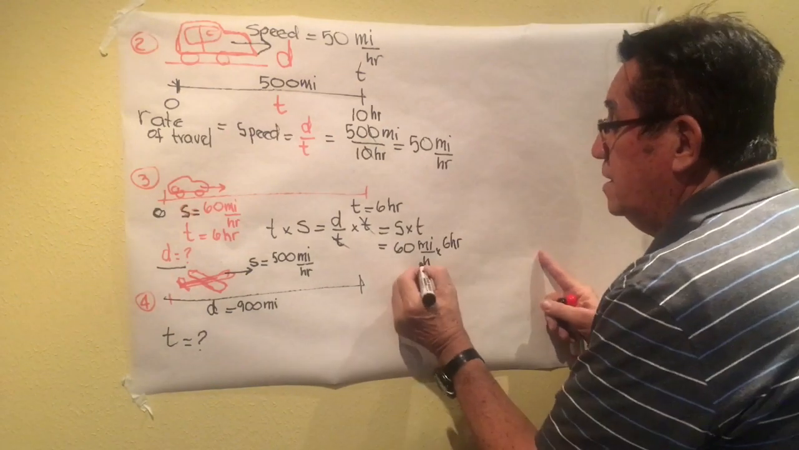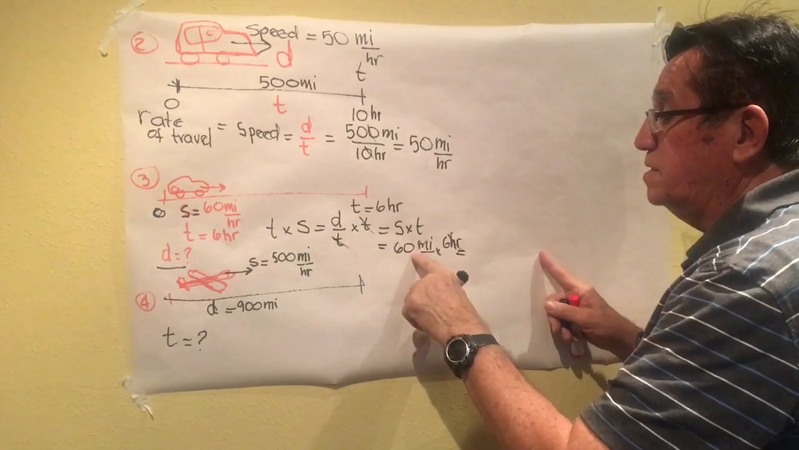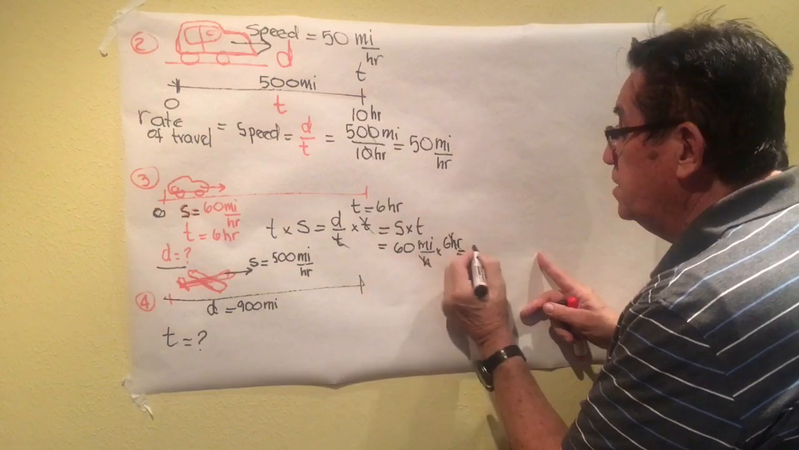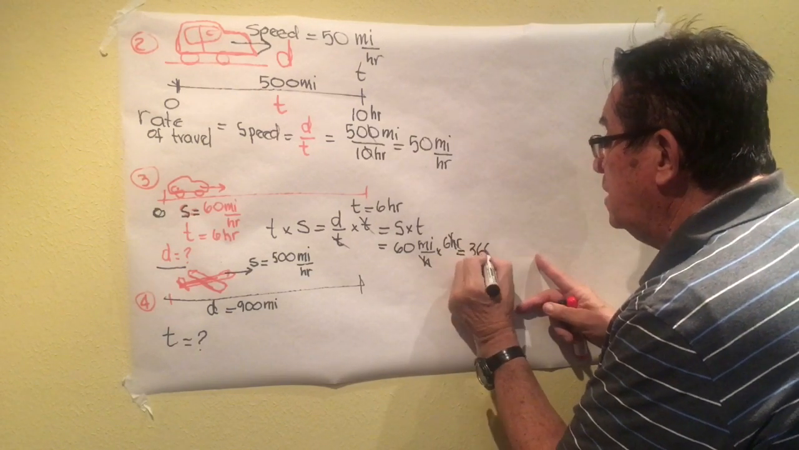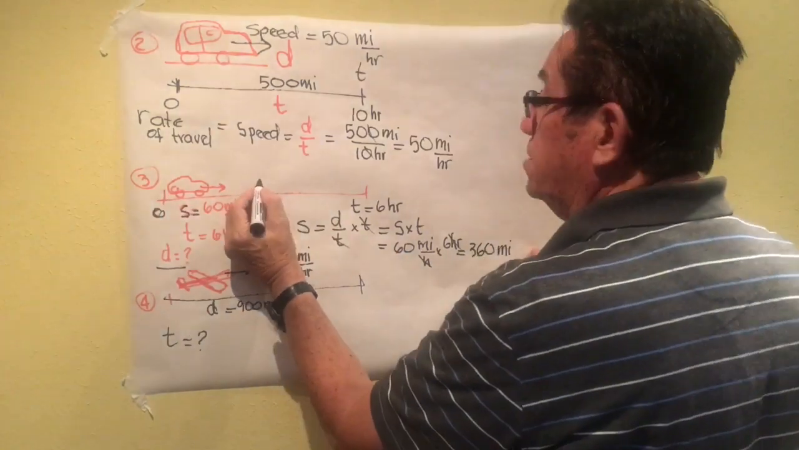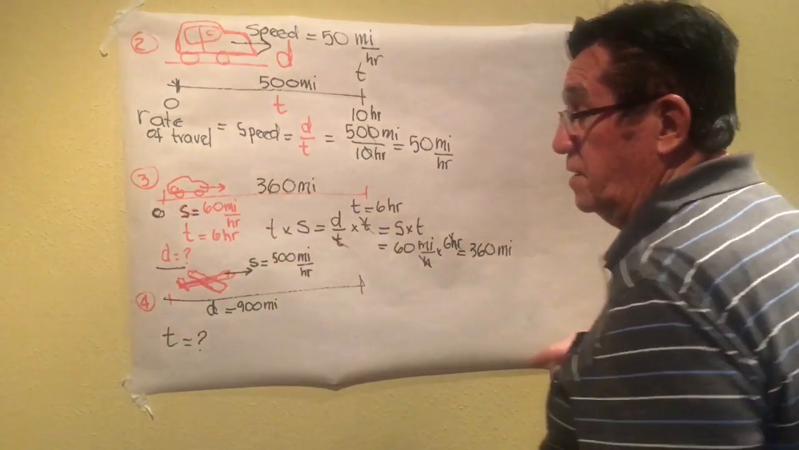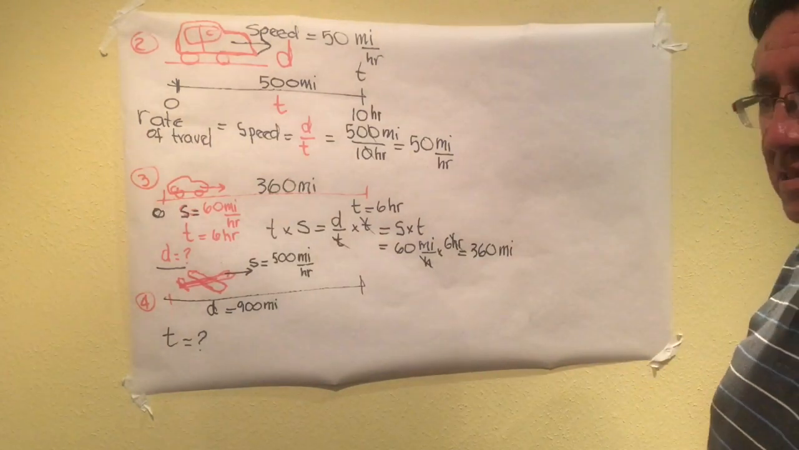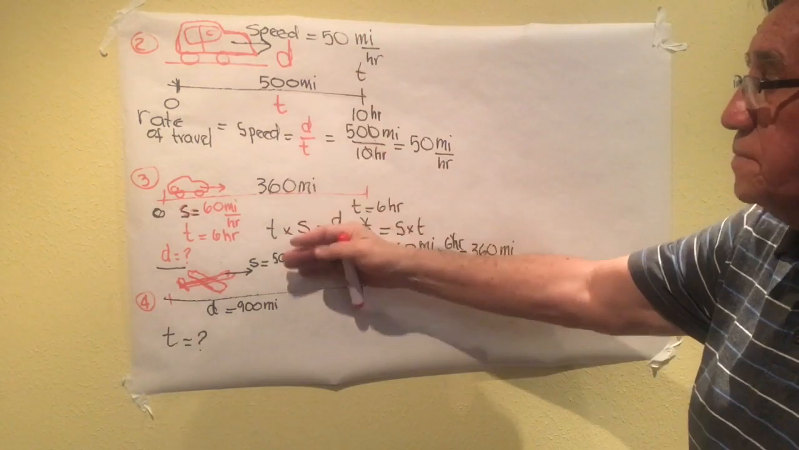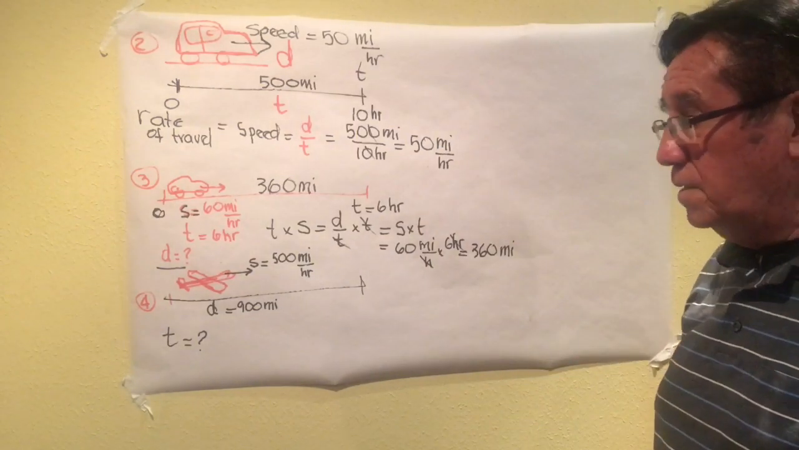Now, look. Hours are cancelled, so the only unit that I will get is miles. 6 times 6 is 36, and 0, it will be 360 miles. That means that this little car has gone 360 miles. Very simple, right? Okay. Well, these are the options that we have to find the units of speed, the units of time, and the units of distance.